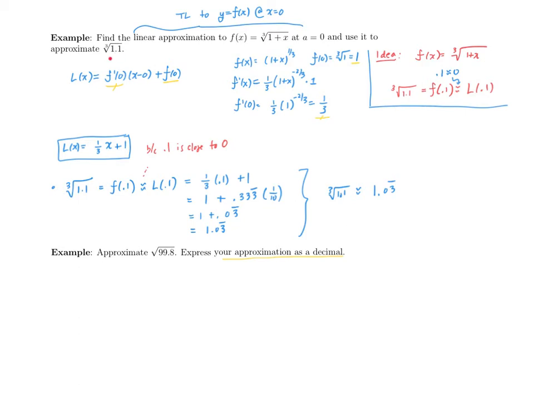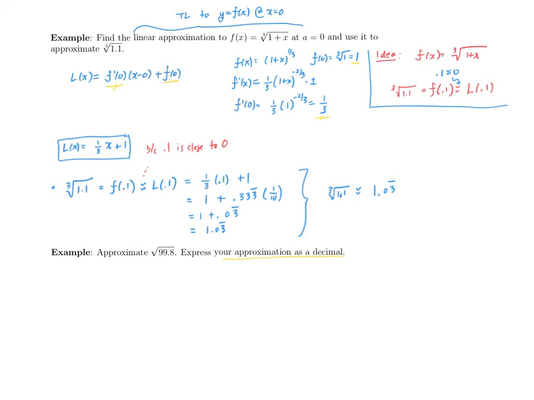In order to come up with this approximation, we need it to somehow have an associated function and a corresponding number, in this case 0, where the function is easy to evaluate and clearly connects back to this cube root of 1.1. So let's look at maybe a slightly more involved version of this first example.